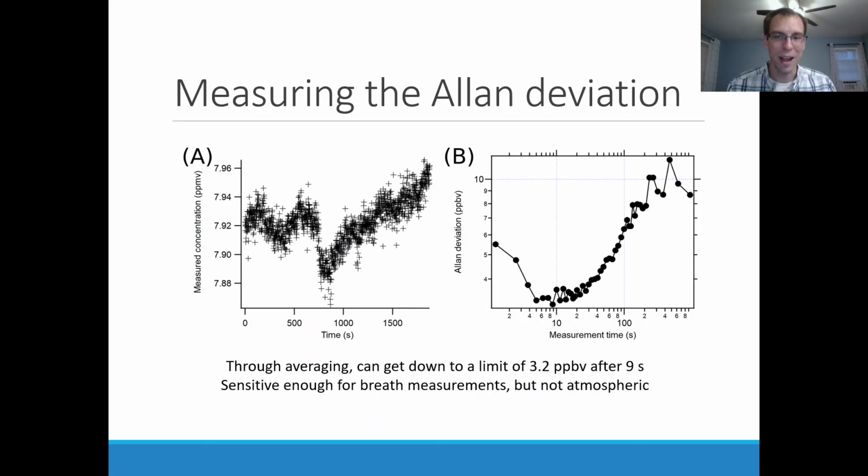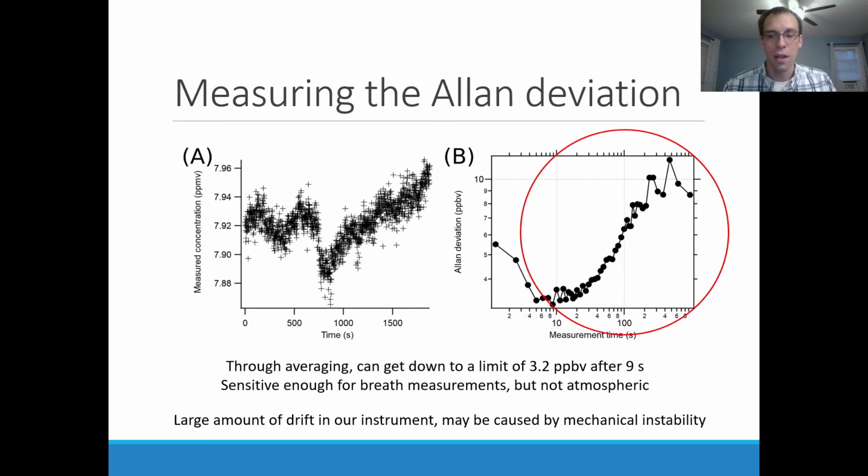Breath isoprene is a little bit higher, and we'll see we can actually observe breath isoprene. And again, as I mentioned, there's a large amount of drift in our instrument, and that shows up in this Allan deviation swinging back up. We believe this is probably caused by mechanical instability, and we tried to get rid of this as best we could, but we were unsuccessful in doing so.